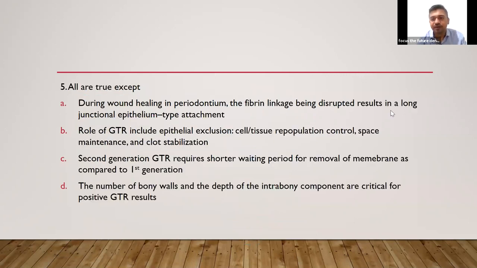And our last question for today. It's a lengthy question. All are true except: A, during wound healing in periodontium, fibrin linkage being disrupted results in long junctional epithelial type of attachment. B, role of GTR includes epithelial exclusion, cell tissue repopulation control, space maintenance, clot stabilization. C, second generation GTR requires shorter waiting period for removal of membrane as compared to first generation. D, the number of bony walls and depth of the intra-bony components are critical for positive GTR results. What is the answer? Please read the question carefully. All are true except.